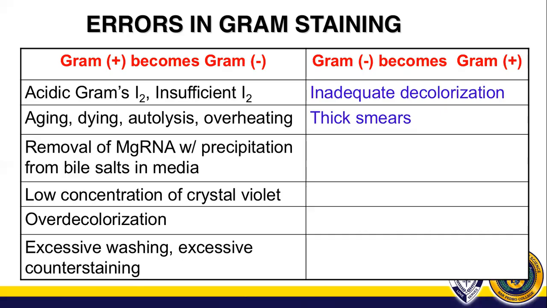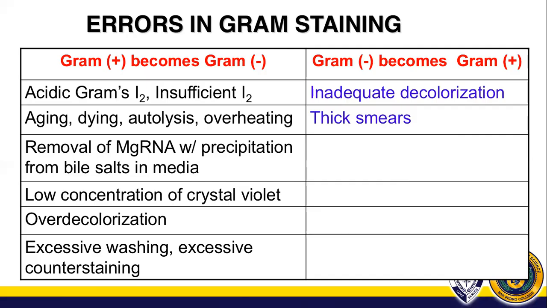Then when you have gram-stained old bacteria or dying bacteria, or those that have undergone autolysis, their cell walls are no longer intact. Their peptidoglycan layer might have been damaged or destroyed in the process. So therefore, your crystal violet will have nothing to latch onto once it enters the cell wall.